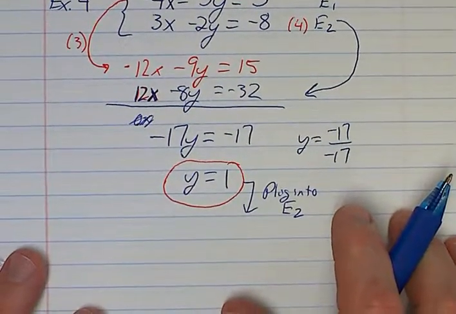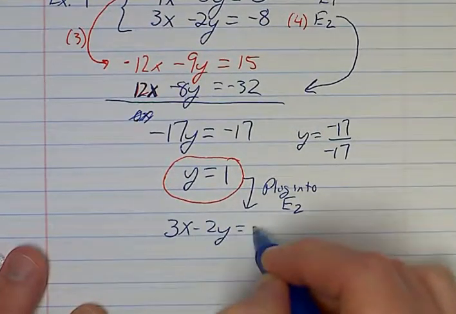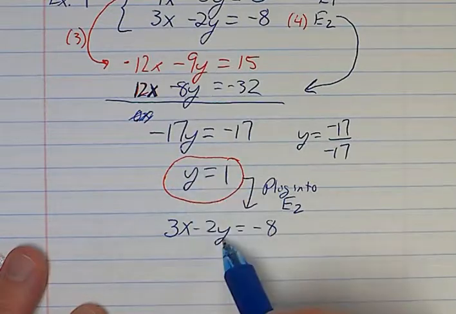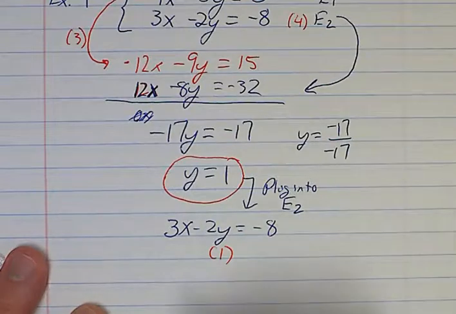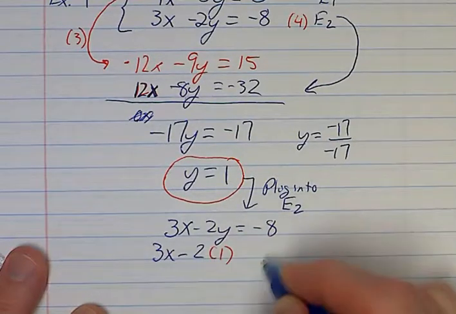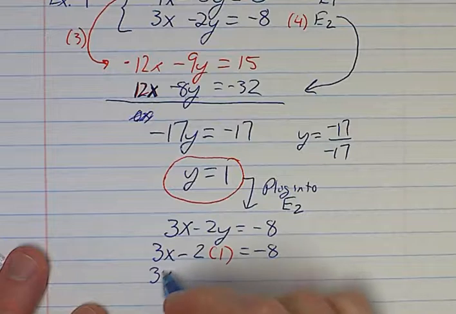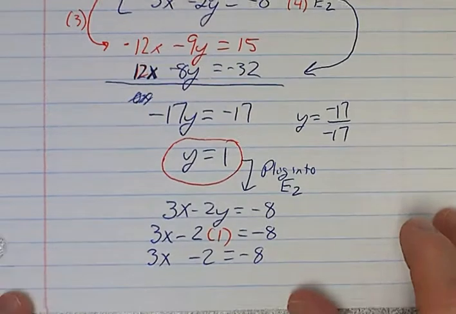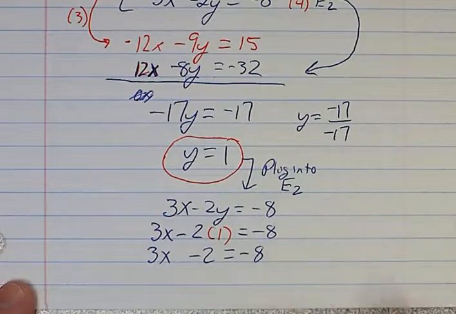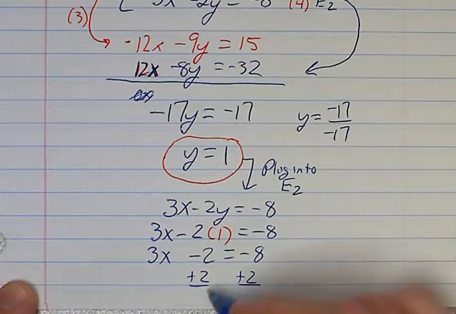Okay, so we're going to go with 3x minus 2y equals negative 8. So we're going to take out the y, put in a 1. So that's 3x minus 2 equals negative 8. Add 2 on both sides. And we'll put that over here because we're running out of room.